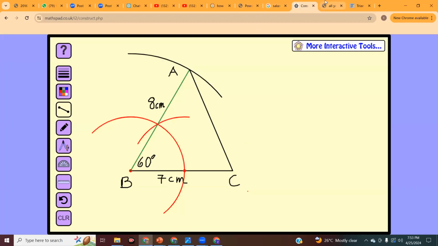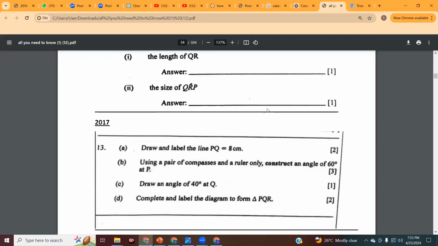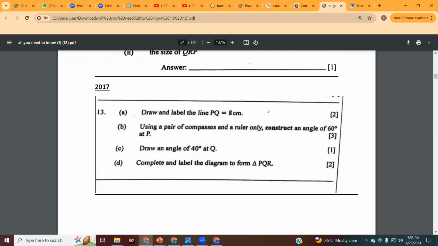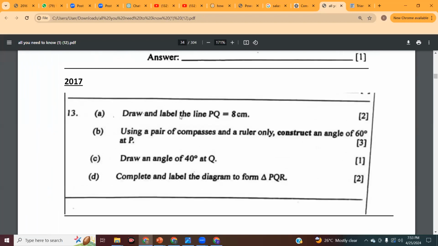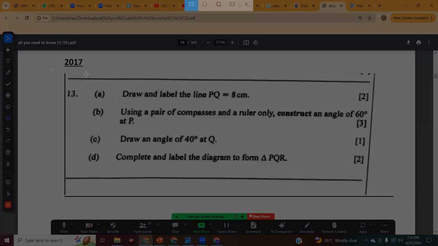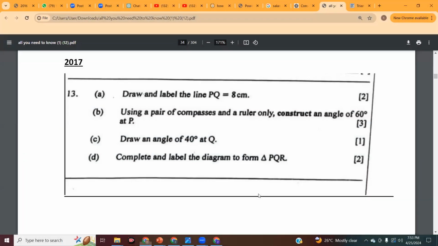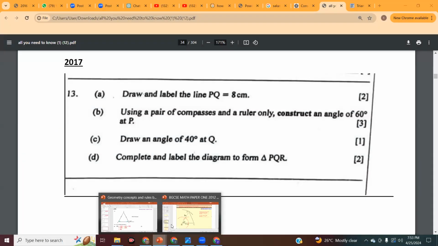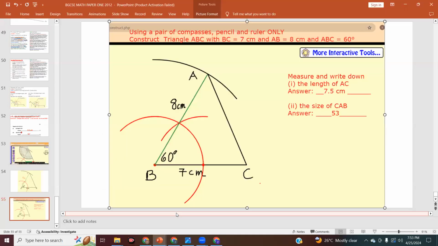Do we have any more questions like this? So this one says, draw a line PQ, 8 centimeters. Use a protractor to construct a 60-degree angle. Okay, this is a good one. This could be our last one before we go. I mean for math, because we have social studies and RK after this.